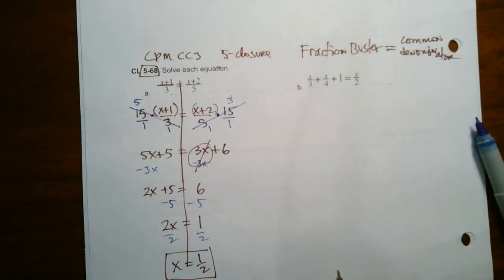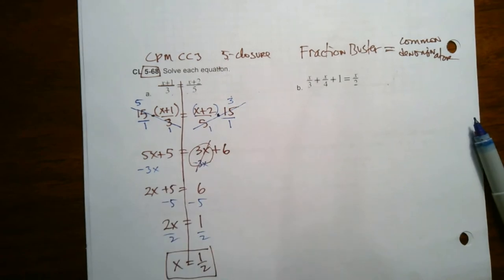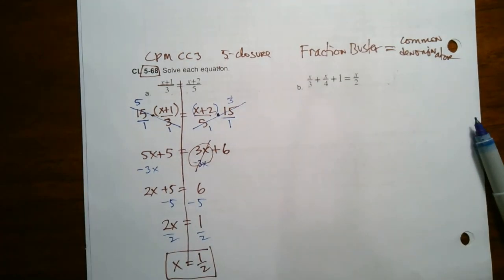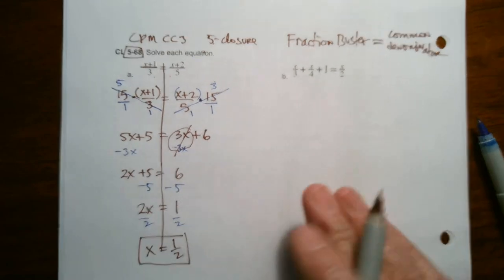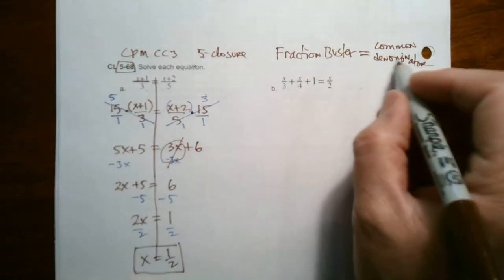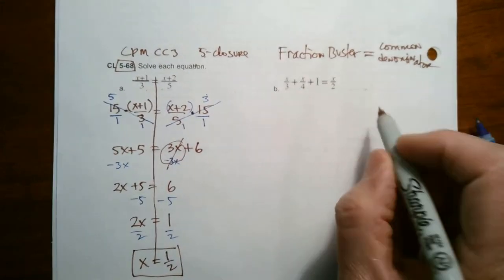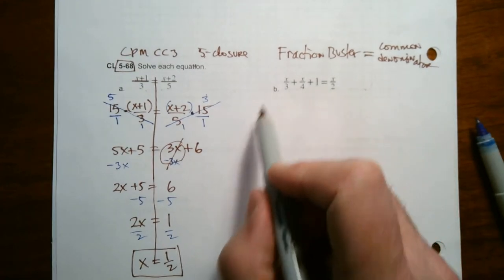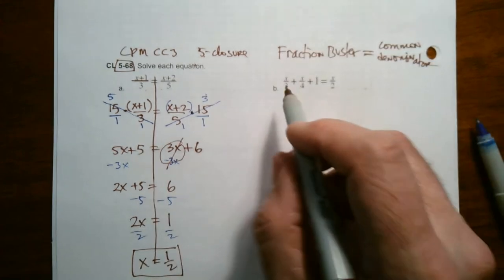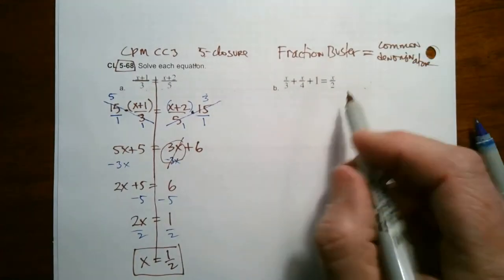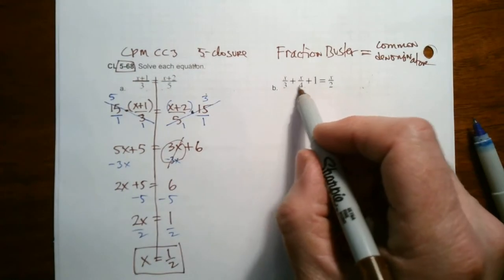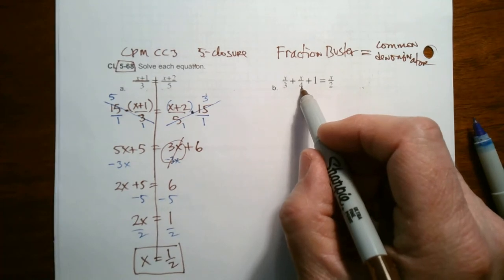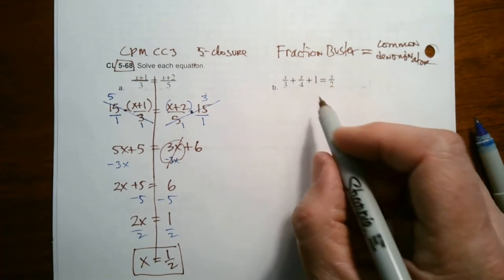Having this method of fraction busters makes it nicer to get to the answer. So I'll show you this next one. Again, fraction busters: my fraction buster is my common denominator. I have a 3, a 4, and a 2 as my denominators. What does 3, 4, and 2 all go into? If I take 3 times 4, I get 12. Does 2 go into 12? It does. So I'm going to use 12.